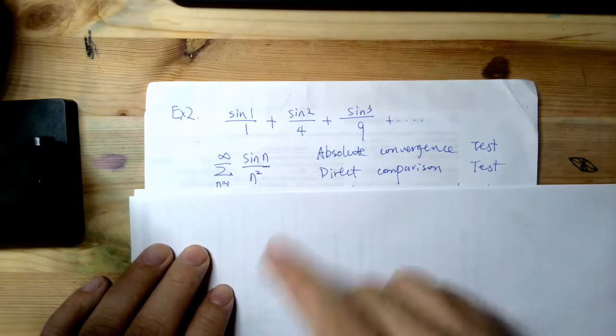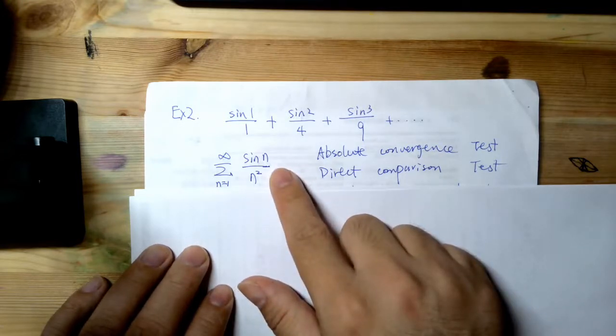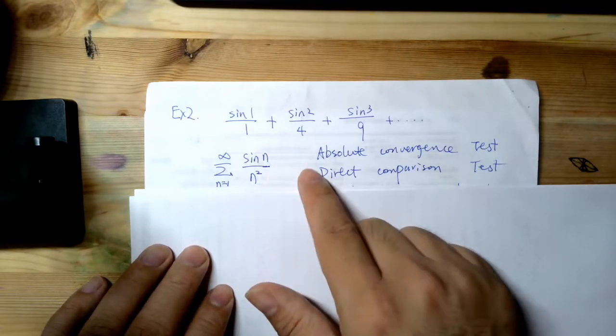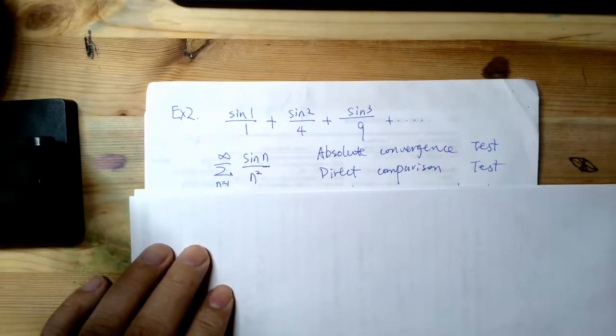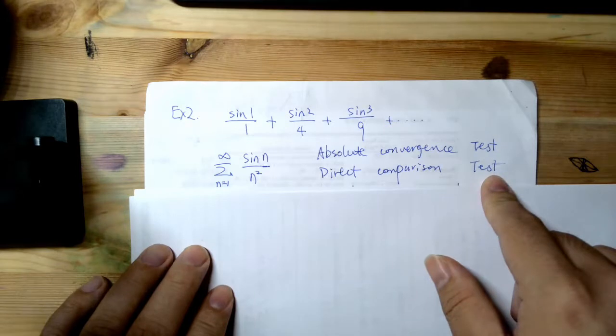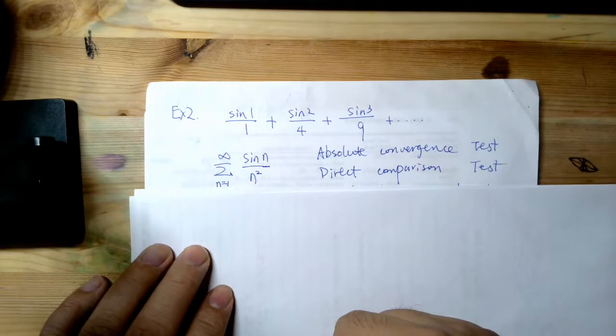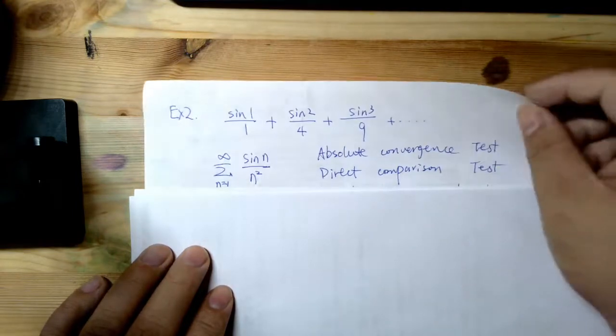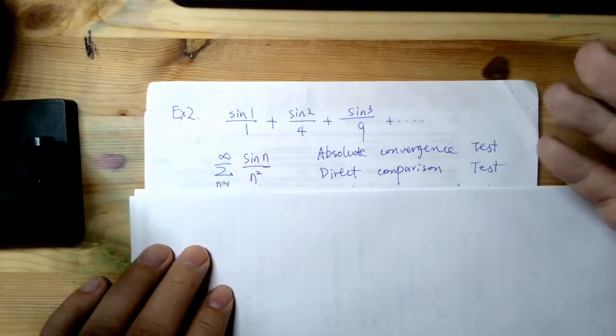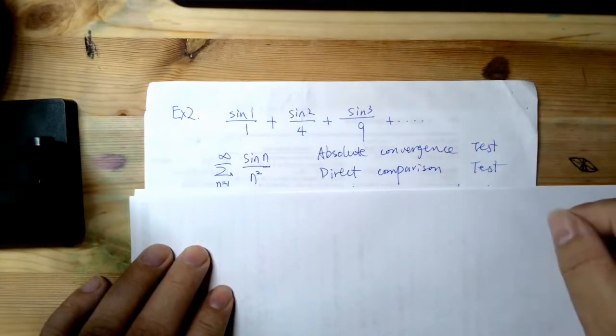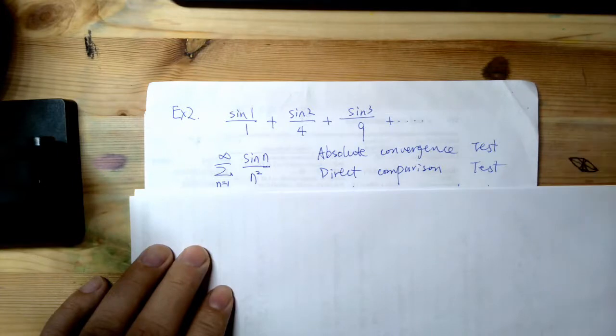Now, how do we check whether this series converges or diverges? We just learned the absolute convergence test and also the direct comparison test, and we can give a try to both of them. If we can prove a series is absolutely convergent, then for sure the series converges.